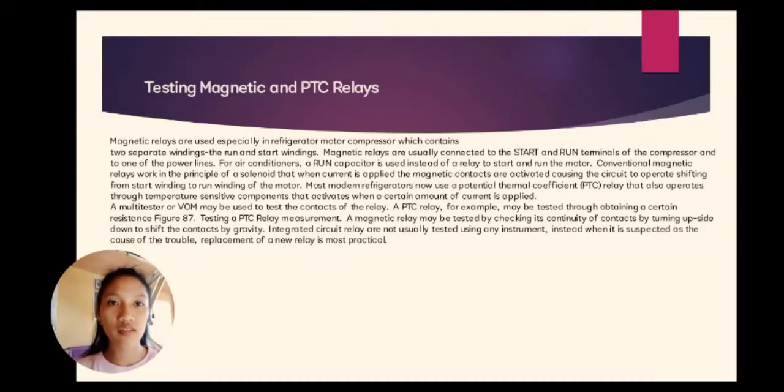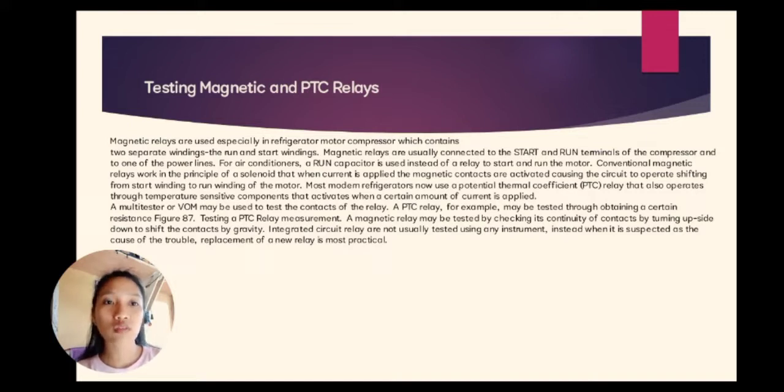Testing magnetic and PTC relay. Magnetic relays are used especially in refrigerator motor compressors, which contain two separate windings, the run and the start winding. Magnetic relays are usually connected to the start and run terminals of the compressor and to one of the power lines.